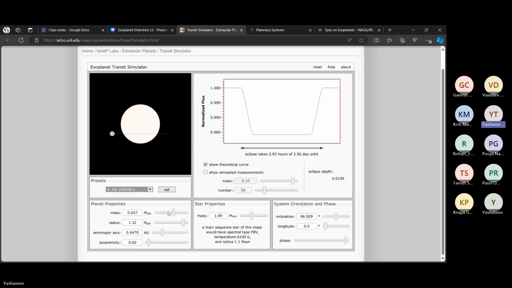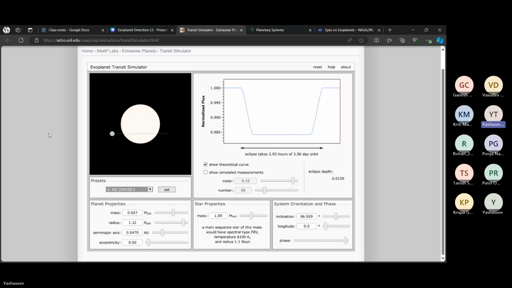So we can set the planet properties or the star properties. We can set the noise; over here it is preset to 0.1, but we can change that and so on. So like this we can change all the properties, and then we can find the one which will be most suitable to our observations. This is a very oversimplified simulation, but it provides a basic understanding of how transits can be observed. This is also provided in the module, so you can check this for yourself as well.